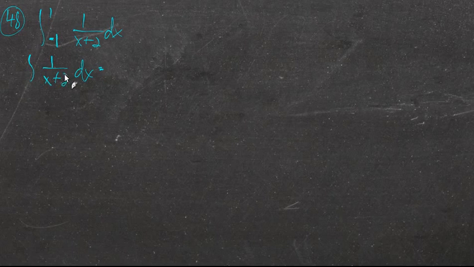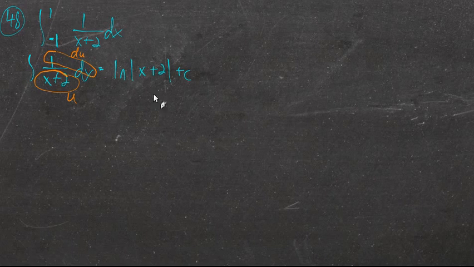So this, if you'll notice, is u. This is du. So we have du over u, and we get to say that this is the natural log of the absolute value of u, which is x plus 2, plus c. Okay, then we can plug in 1, we can plug in -1 and subtract.